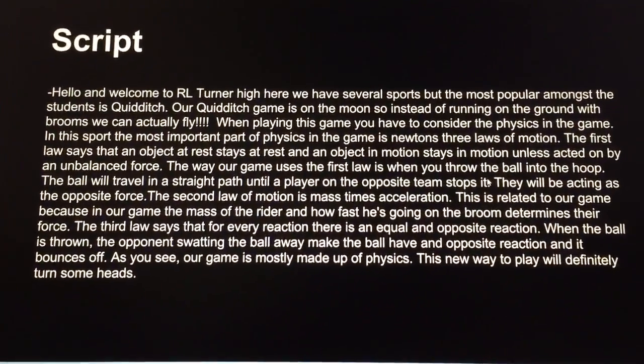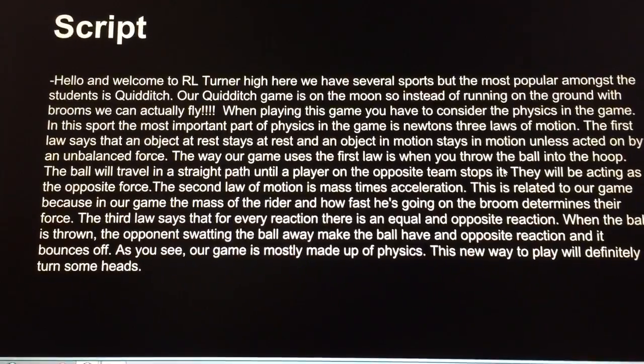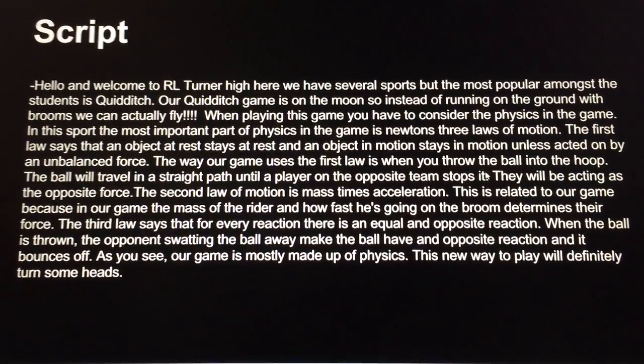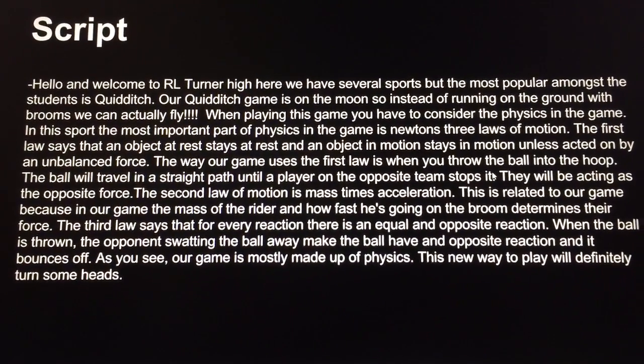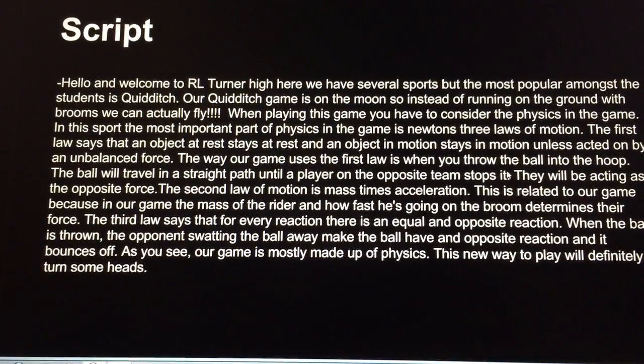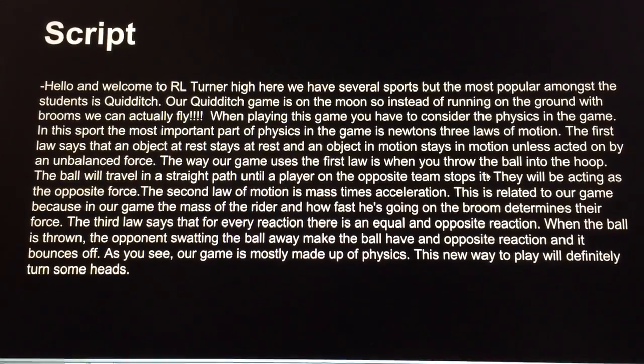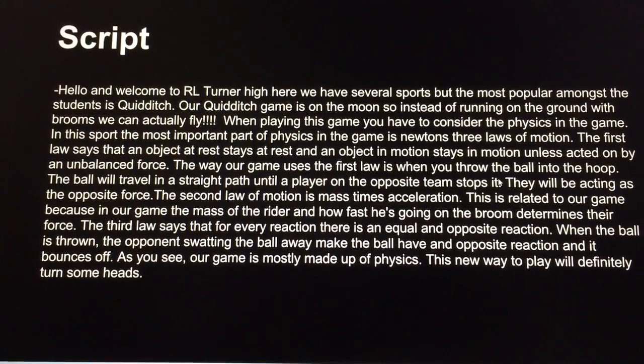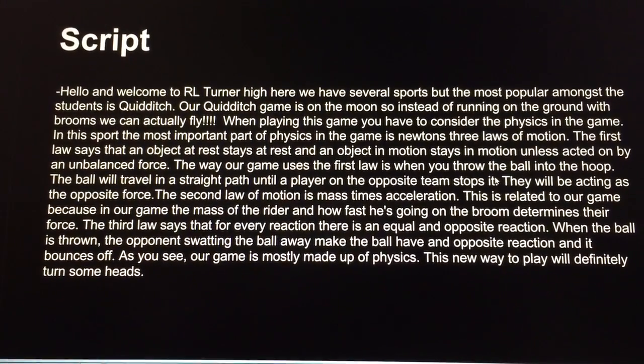Hello and welcome to R.L. Turner High. Here we have several sports, but the most popular among the students is Quidditch. Our Quidditch game is on the moon, so instead of running on the ground with brooms, we can actually fly. When playing the game, you have to consider the physics. In the sport, the most important part of physics in the game is Newton's three laws of motion.